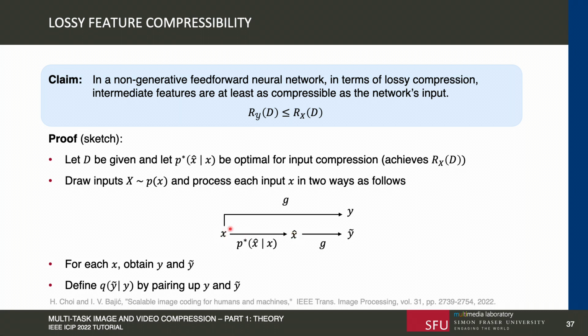Either way, we see that any given data point x produces two sets of features, y and y tilde. So by pairing up y and y tilde, we can basically create this conditional distribution of y tilde given y. And that is effectively an induced quantizer at this point where the features are, right? That quantizer is induced by the optimal quantizer for the input.